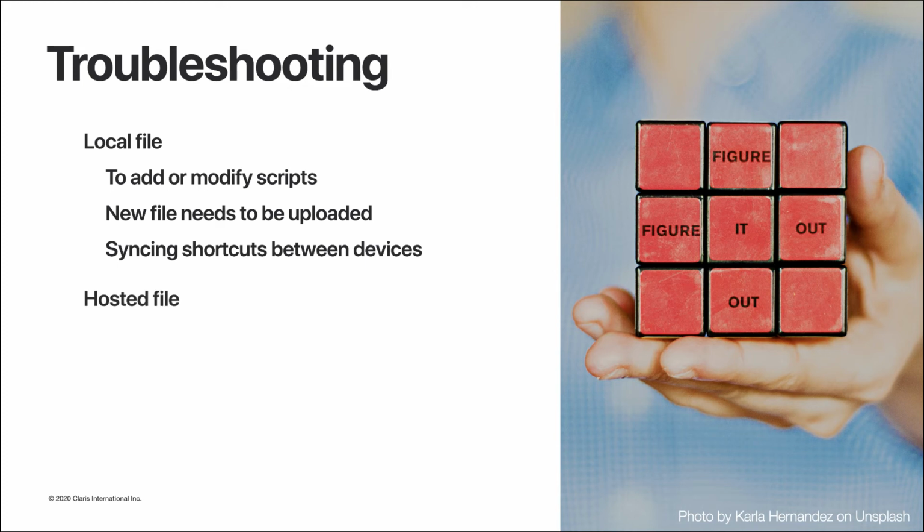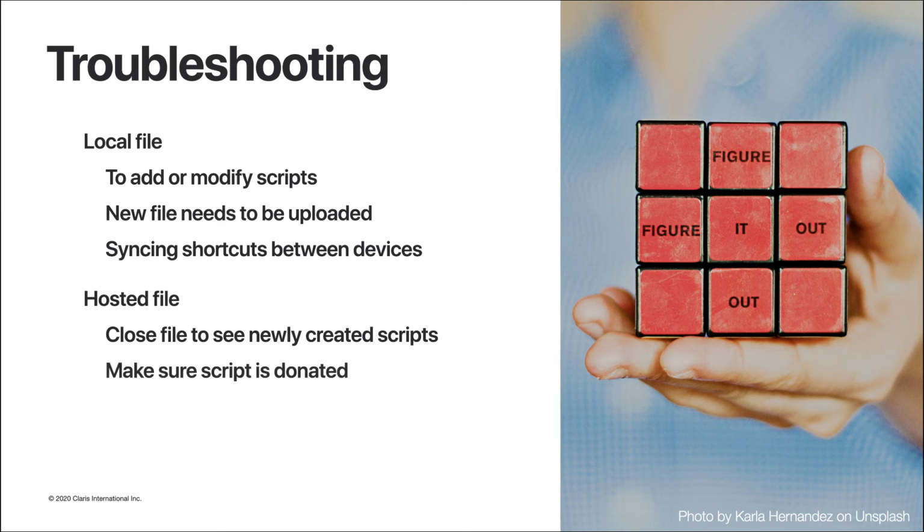If it's a hosted file, then one of the things you need to be aware of is, if you add scripts and you want to donate new scripts to Shortcuts, then you have to close the file in FileMaker Go. When you open it again, that's when it donates the scripts that are available for donation. Make sure the script is donated, otherwise you won't see it.